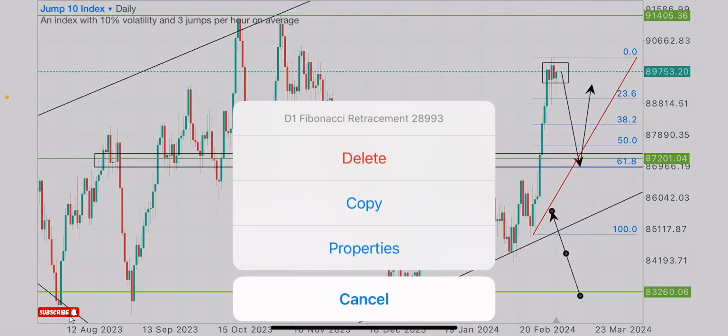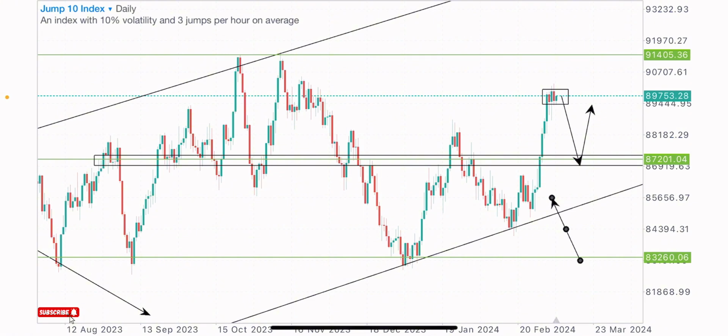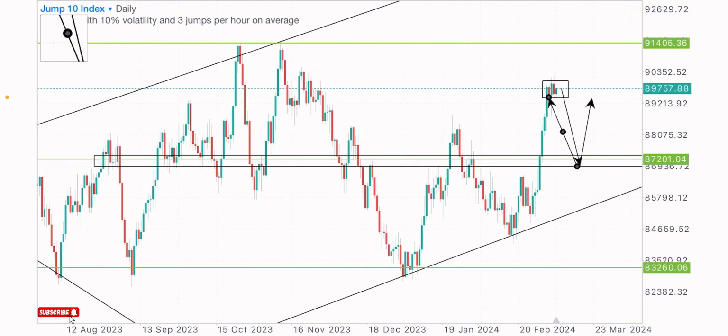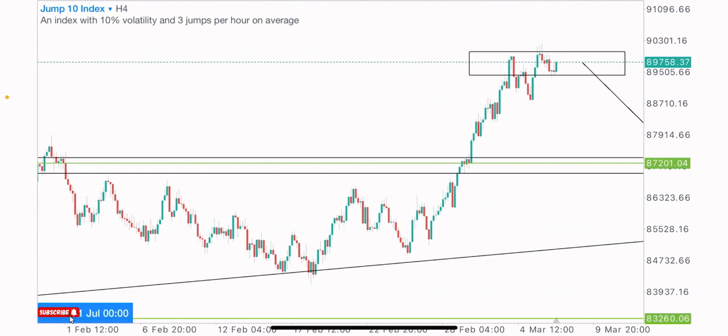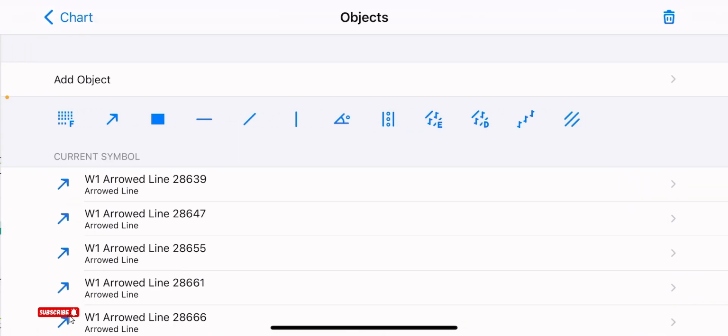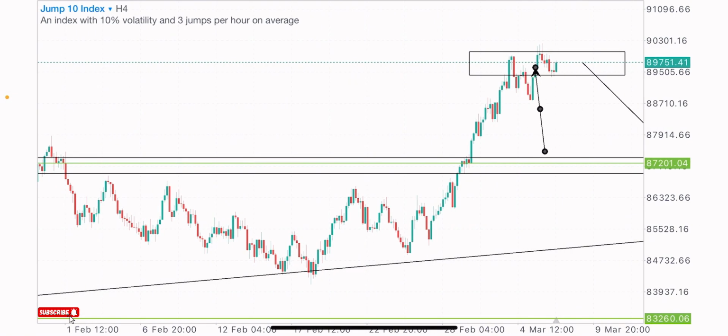All right, so the market structure is actually looking good on the daily time frame. Let's just expect a breakout of this consolidation, then a retest of this zone for the buys. So I'm waiting patiently for price to be done with the consolidation. Then let's expect the major move. So we should be looking out for sells on this level. We should be looking out for sell opportunities on Jump 10 index at this zone.